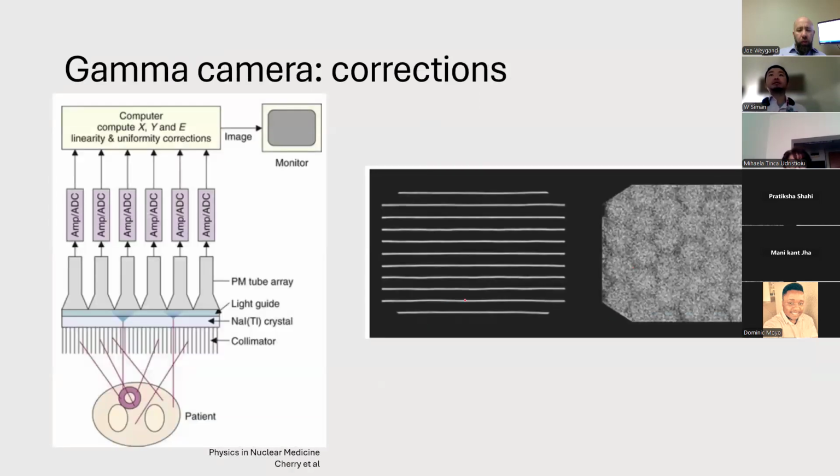There are a couple of corrections here. One is linearity. You may not be able to see it, but the line here is kind of curvy. And then uniformity: you can see the PMT tubes over here, right? That's a PMT, that's a PMT. You can detect the signal in the PMT, but there's a space in between where you cannot detect any signal. Those are these black marks over there, and both can be corrected by maps.